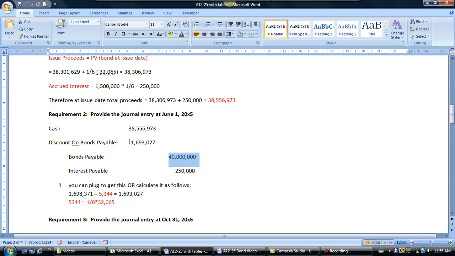Now here, how would you calculate the bond discount? Well, a couple of different ways you can do it. The easiest way for you guys to do it would be to plug it. But if I asked you for calculation, what would you have to do? You should always know how to calculate it so you can check your work.